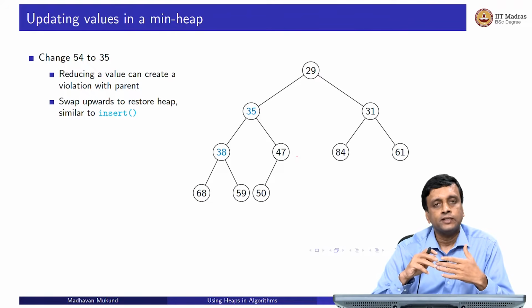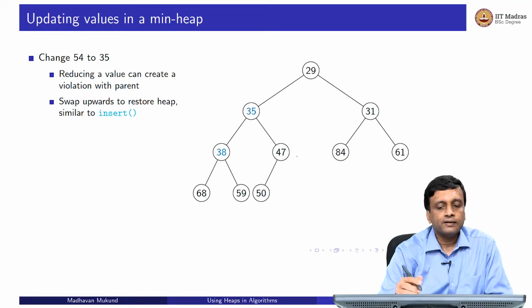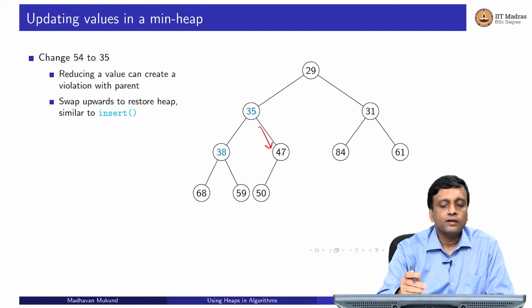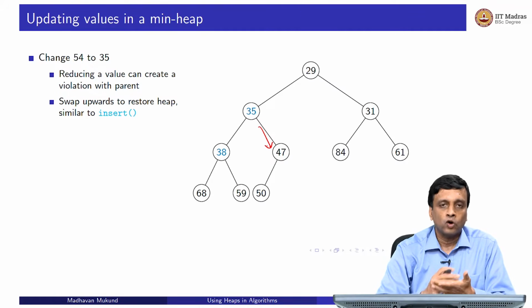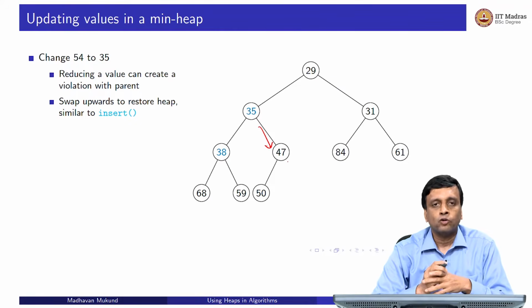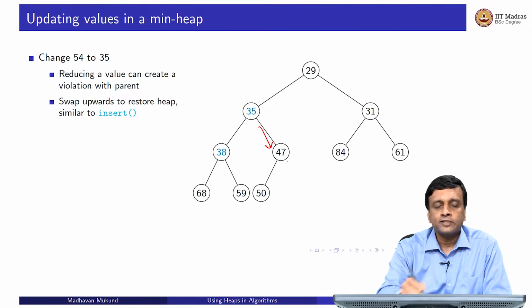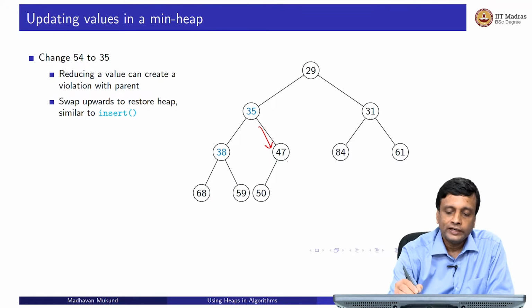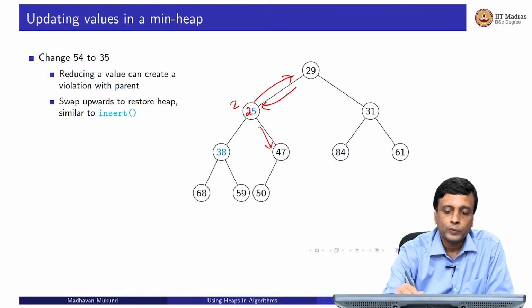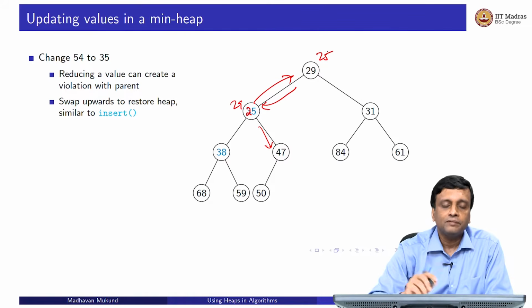So similar to insert, we exchange, and remember, similar to insert, this is guaranteed to be smaller than this, because 35, the reason I am swapping it is because it is smaller than what its parent was, 38, but that parent was earlier smaller than 47 anyway. So by moving a smaller value up, I am not going to violate the heap property on the other child, right? Now it so happens that it stops here, but supposing it had been 25, right? Then 25 would have been exchanged one more time, and I would have got 29 here and 25 there, right?